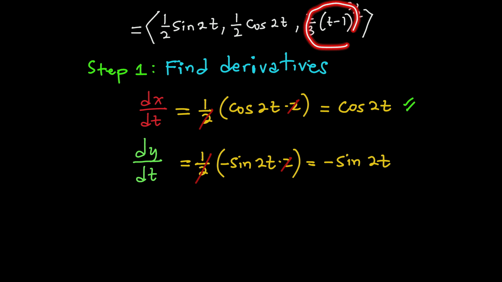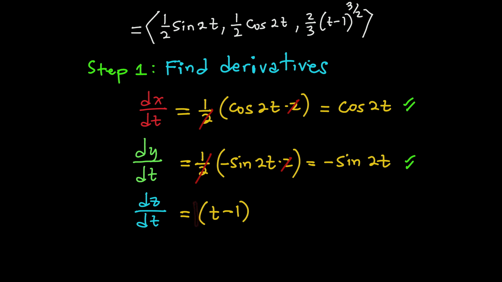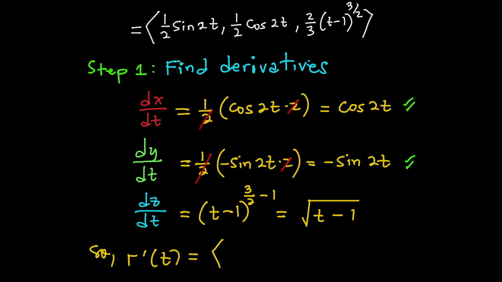For dz over dt, when you differentiate this one, you simply multiply this exponent by this one. Since this one is the reciprocal of this one, that should cancel out. So the remaining term is dz over dt. When you multiply that, that gives you the constant which is equal to 1. And for the exponent, you subtract 1. So we have 3 over 2 minus 1, which is the square root of t minus 1. Therefore, your r prime is equal to this one. The first term is cosine 2t. Second is negative sine 2t. And then finally, you have the square root of t minus 1.